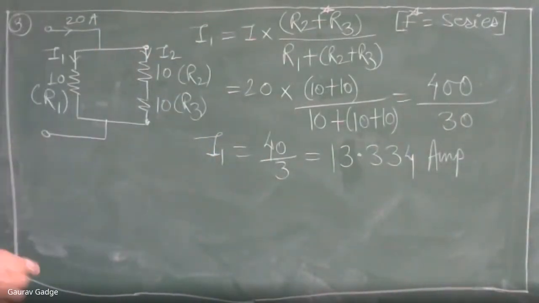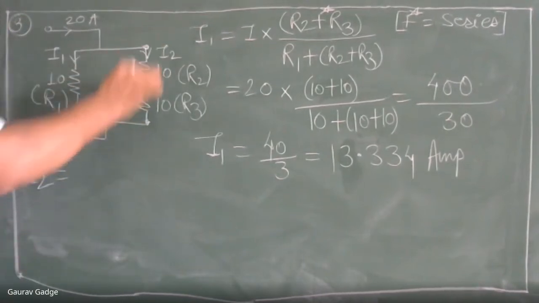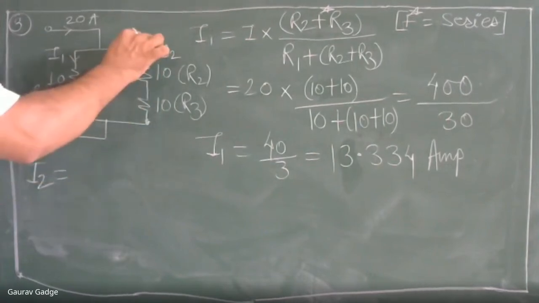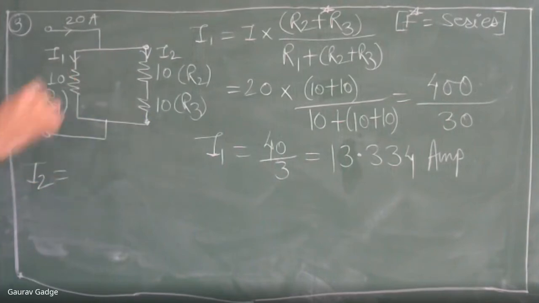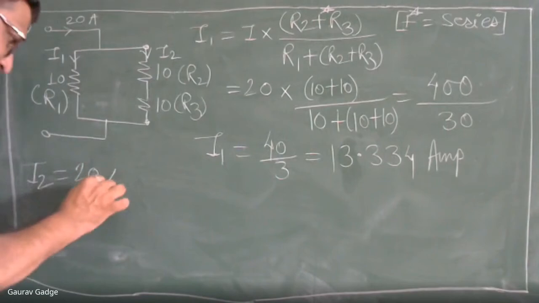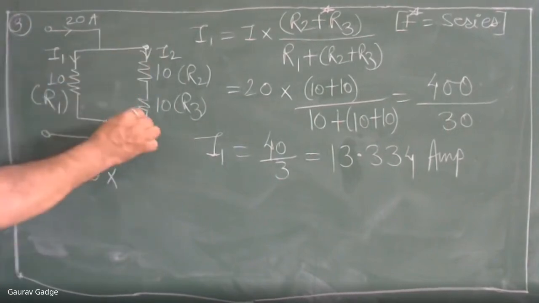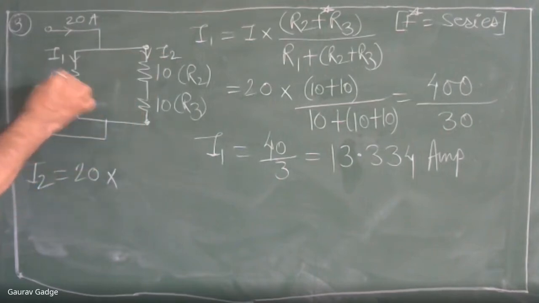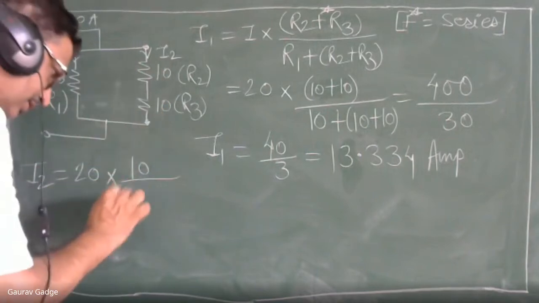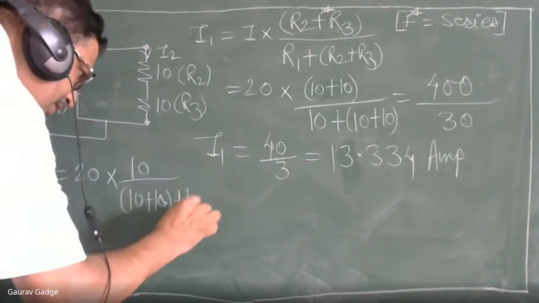Okay. Now, what you can do while calculating I2? I2 means this particular branch current, the complete branch current from this point to this point. So what I can write is total current 20 ampere multiplied by the opposite branch resistance. Opposite to this complete branch, the resistance present is 10, so 10 divided by 10 plus 10, R2 plus R3, plus R1, that is 10.